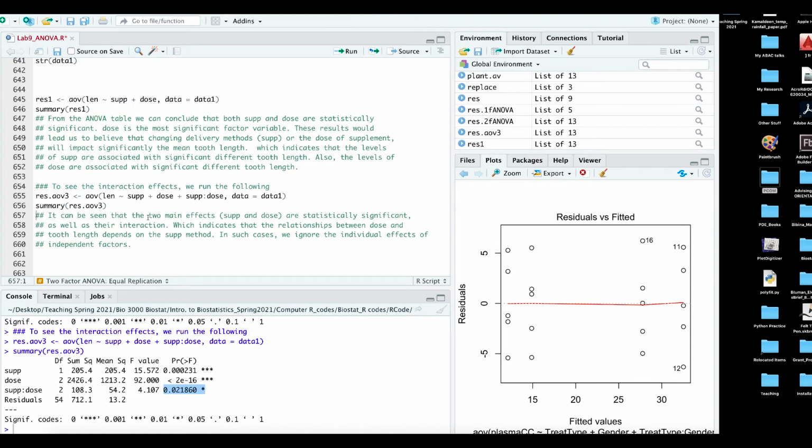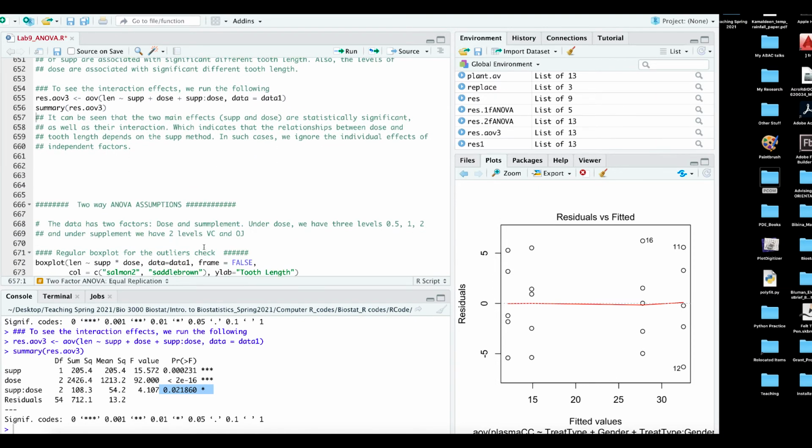So it can be seen that the two main effects, supplement and dose, are statistically significant as well as their interaction, which indicates that the relationship between dose and tooth length depends on the supplement method. In such a case, we ignore the individual effects of the independent factors. So this is a very important thing, okay. If you get the interaction effect significant, then we do not go into the depth of the significance of each individual factor. If the interaction effect is significant, you just focus on the interaction effect. We ignore the individual effects of the independent factors in that case, okay.